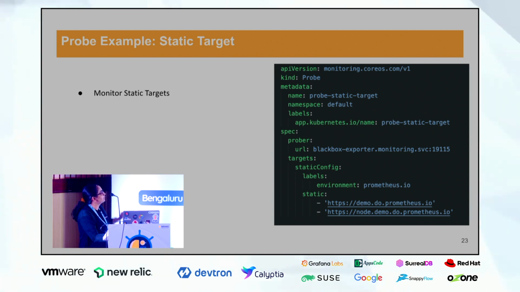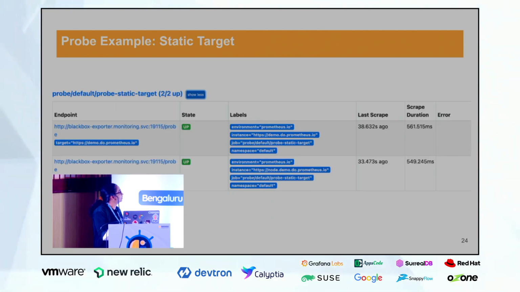The next one is for Probe. Like I said, we can use the Probe resource to monitor static targets as well as ingress. In this example, it's for static targets. You can specify which static targets you want to monitor, for example, just checking health, like whether my application is up or not. In this example, I have just given some demo sites. If you have this check, it will keep on probing and checking if the site is up or not. After you do that, you can see this in the targets page.